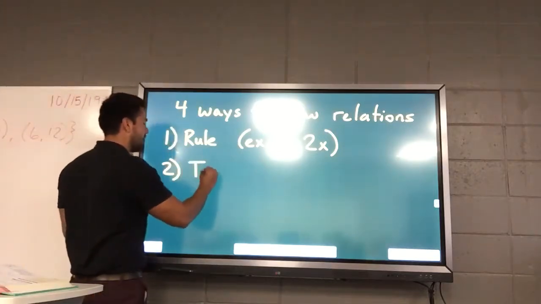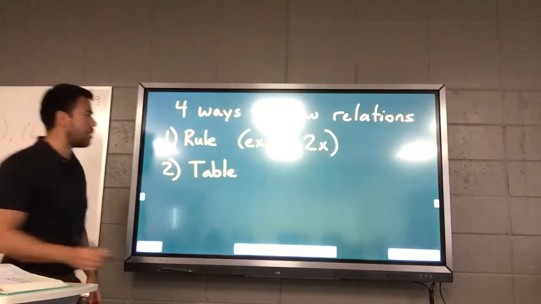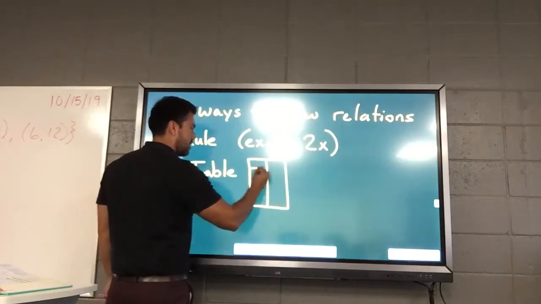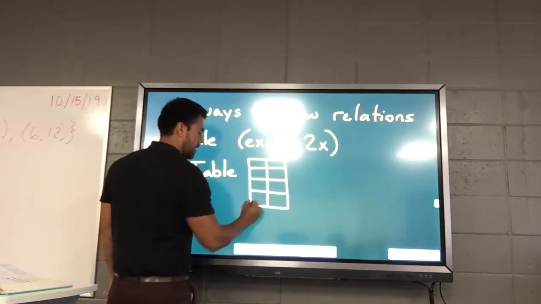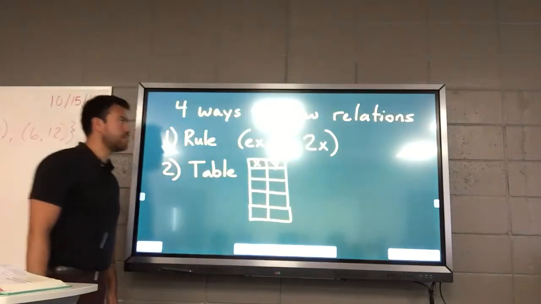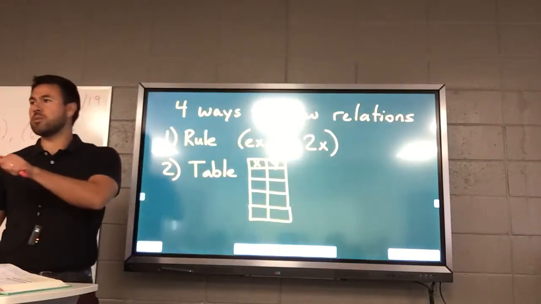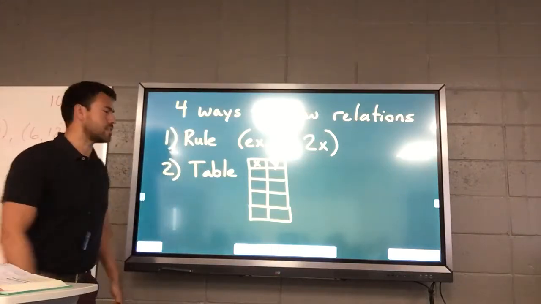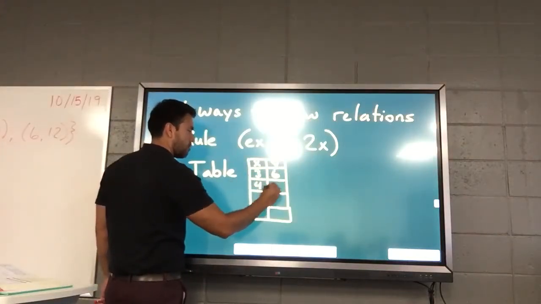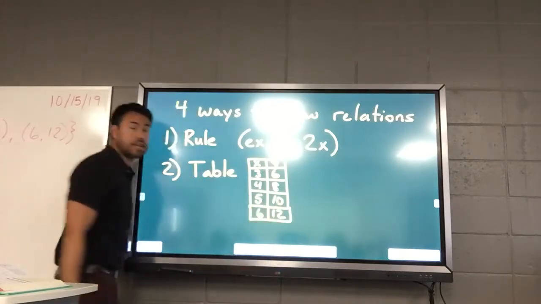Number 2, we're going to use a table. This is one of the most common ways to look at a relation at the beginning. There were 4 values. So you have your x column and your y column. And on this one, guys, what were the ordered pairs? Justin, give me the ordered pairs. 3, then 6, 4 and 8, 5 and 10, 6 and 12. That's how you would fill in that table.